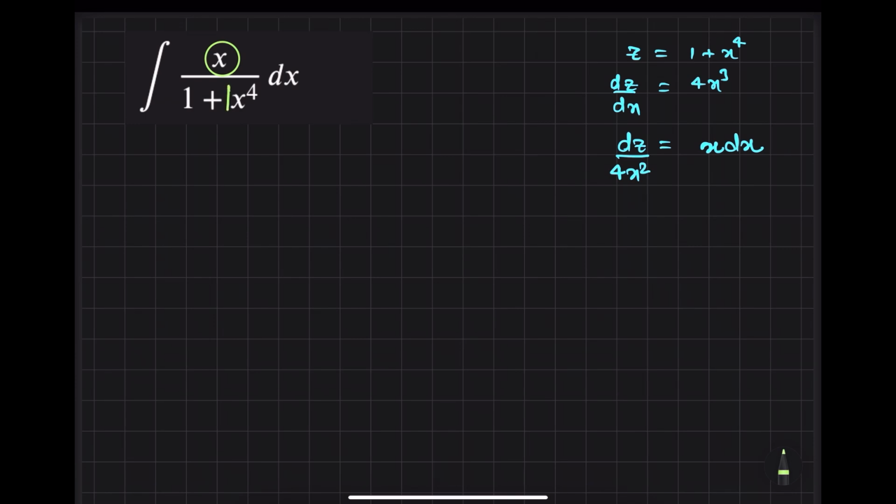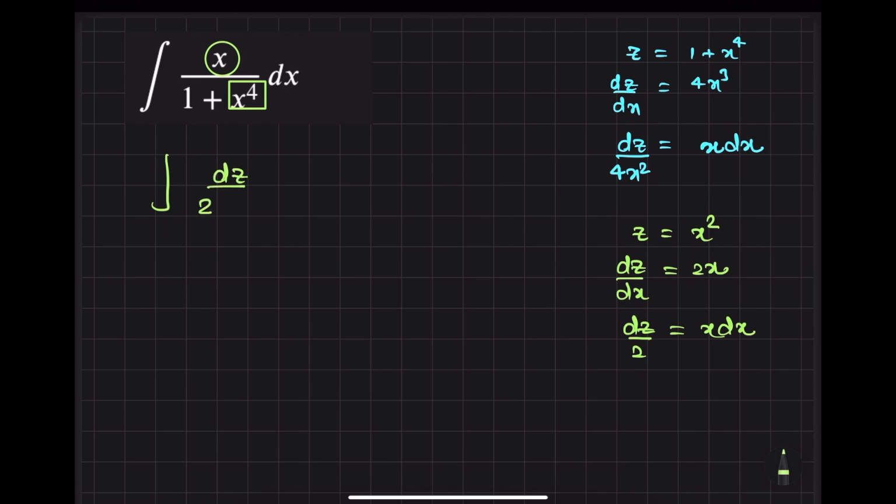So what we will do, we will take help of this component, meaning we will be taking z as x square. And look at the beauty of this assumption. You will have dz by dx equals 2x. Now look at this. dz by 2 will become x dx. Now look at the beauty. You will have dz by 2 into 1 plus z square. Look at this. Done. So this way you have to think and analyze.